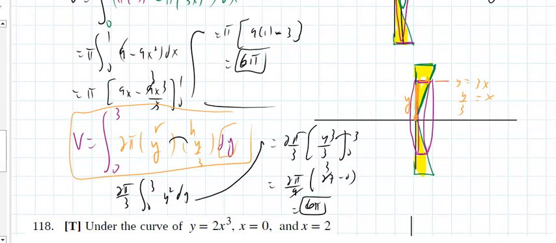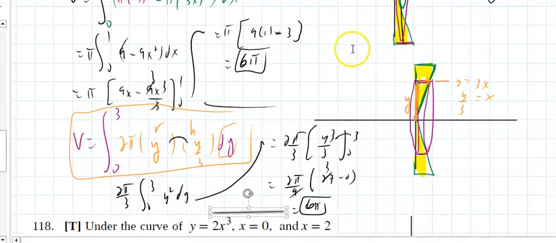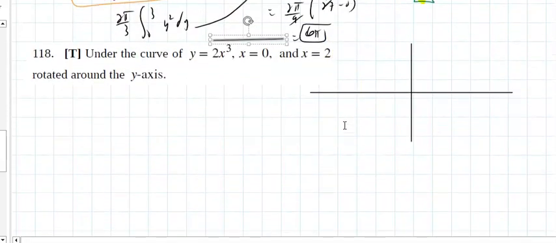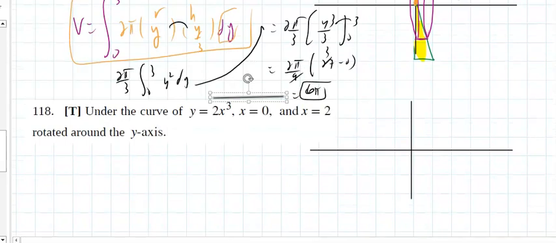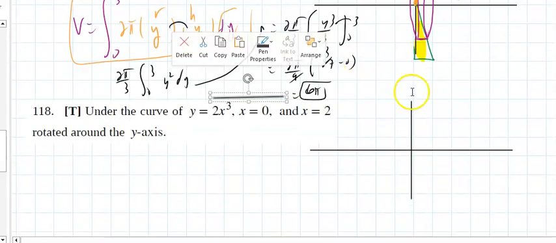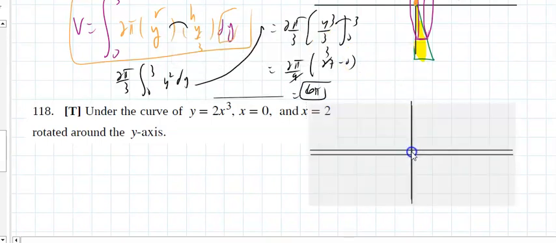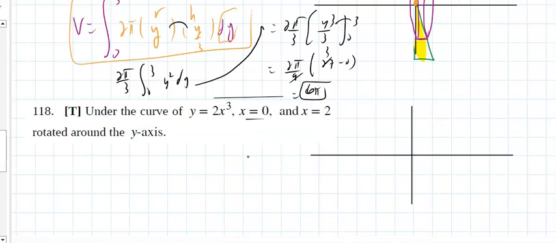So you can't get it wrong. How do you find the volume? Irrelevant. You want to use the washer, but you gotta follow directions. So I want to set this up as well. Y equal 2x cubed. If I take y equal 2x cubed, now I have to rescale this a bit. From x equals 0, so x equals 0 is that line. X equal 2 is that line.